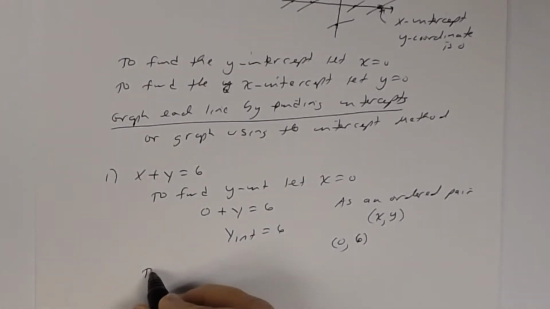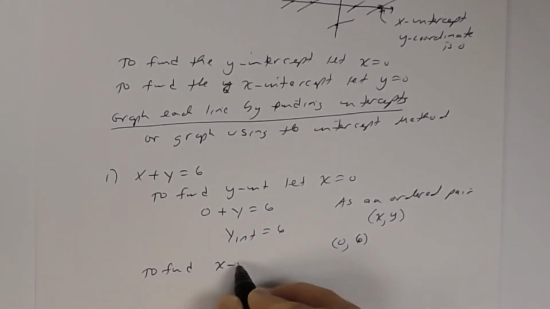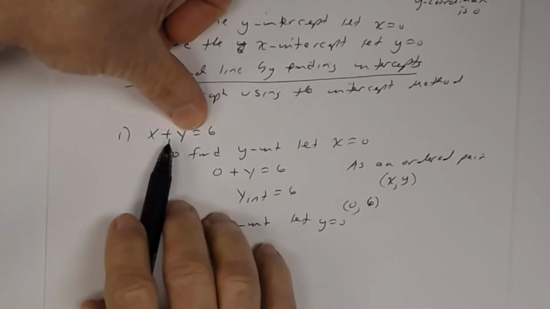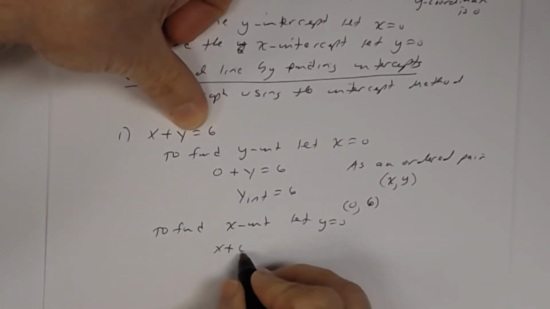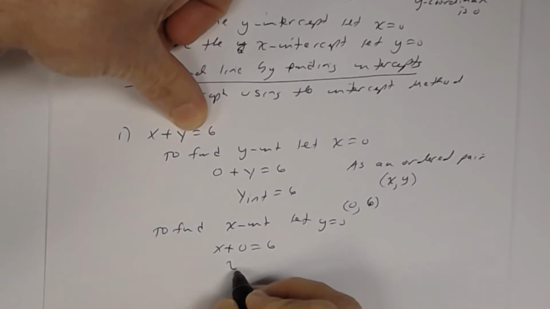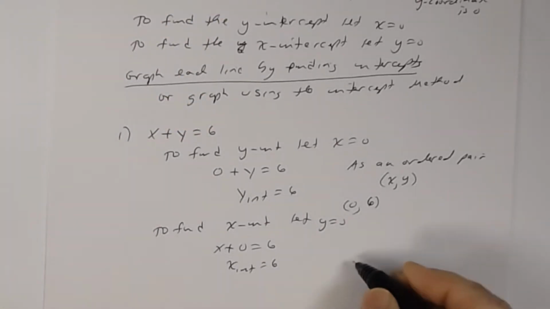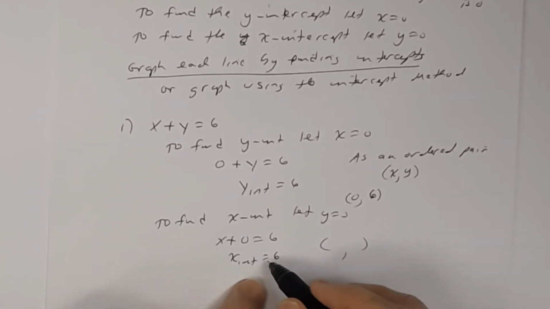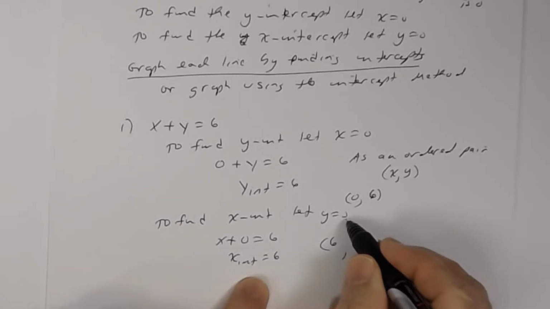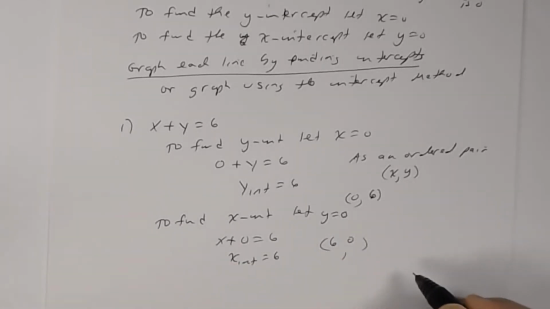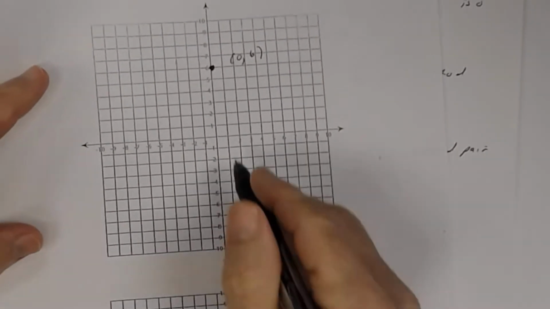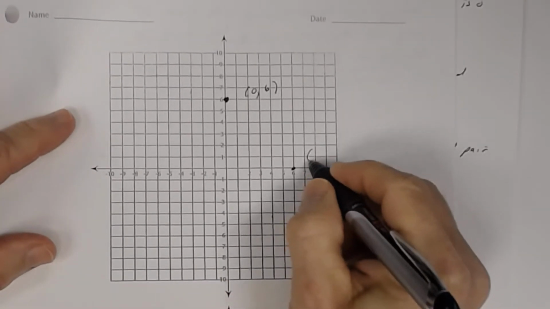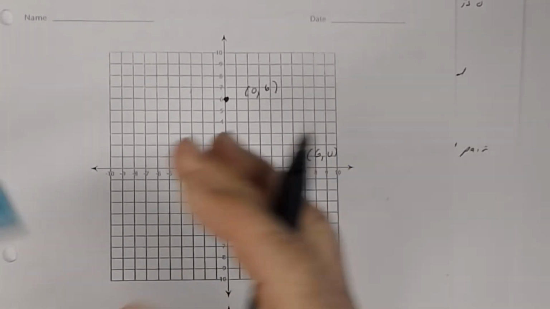Okay? And then to find the x-intercept, you're going to let y equal 0. So this time y is 0. I get x plus 0 equals 6, and x plus 0 is x, so I get my x-intercept to be 6. As an ordered pair, remember x goes first, so the x-coordinate is 6 and the y-coordinate is 0. Then you plot that point 6, 0. You go to the origin, go to the right 6, and since y is 0, you stay. So that's 6, 0. And then you just graph your line.